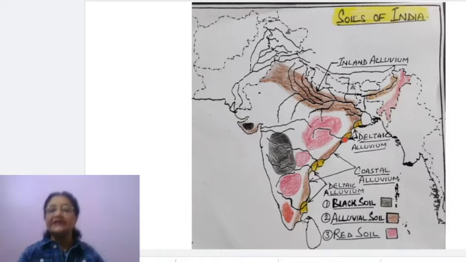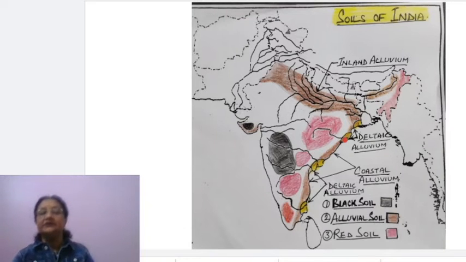And besides this, if you see the third type, that is the coastal alluvium.